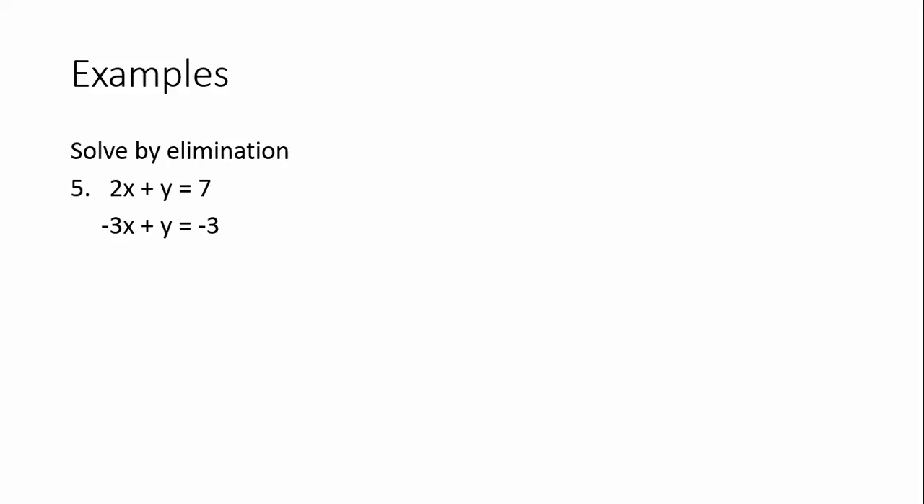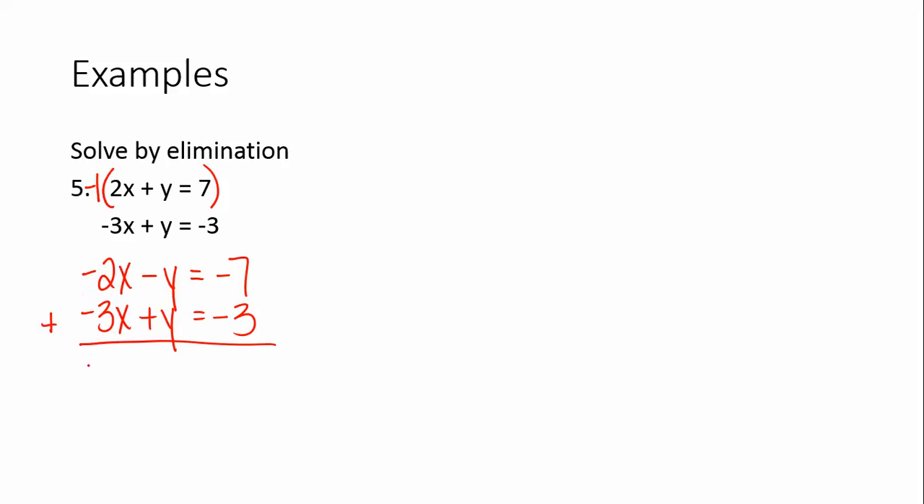Number 5 is similar. 2x plus y equals 7, and negative 3x plus y equals negative 3. So again, we need to multiply the top or the bottom equation by negative 1. Doesn't matter which one you choose, you will still get the same answer. And I'll go ahead and multiply the top to get a negative 2x minus y equals negative 7. And I'm keeping the second equation as is, I'm just rewriting it.